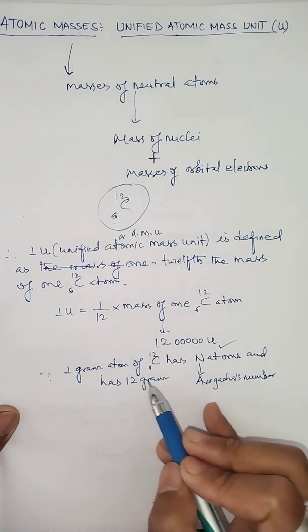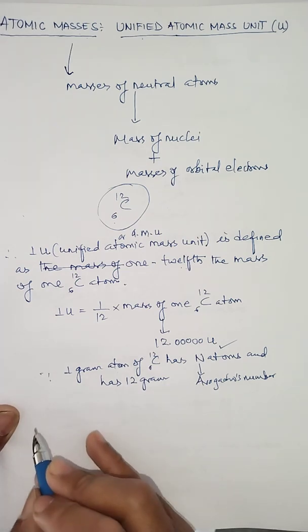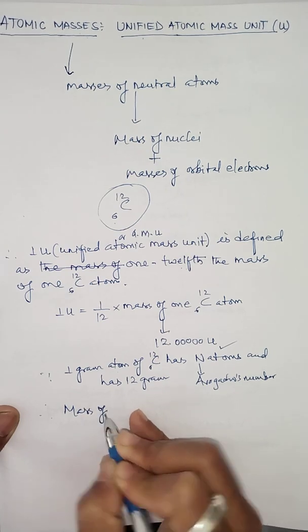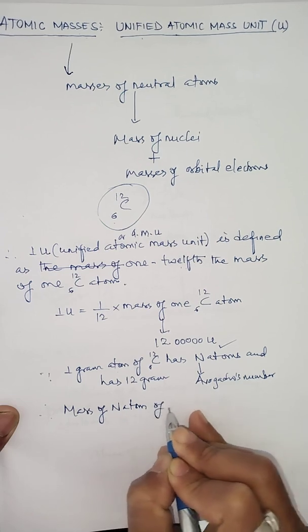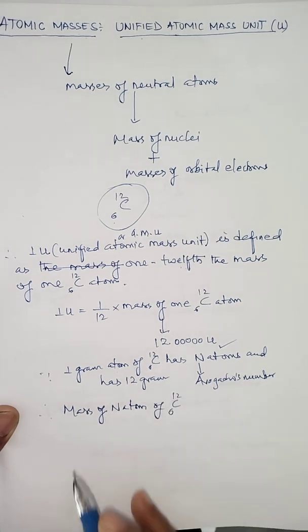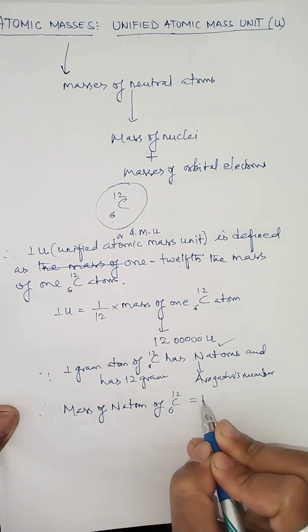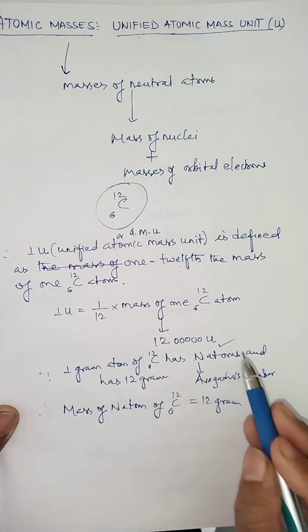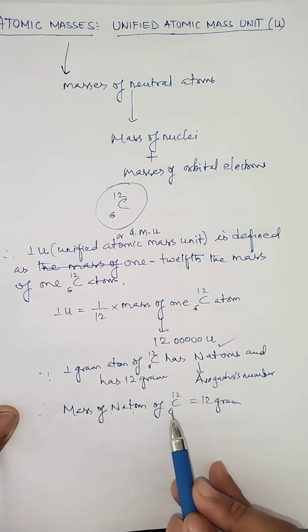This is also called molecular weight in gram. Now I write down, therefore, the mass of N atom of C-12. The mass of N atom of carbon is equal to 12 gram. As per Avogadro's hypothesis, the mass of capital N atom of carbon C-12 is 12 gram.